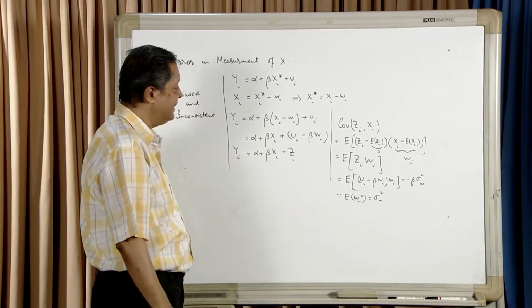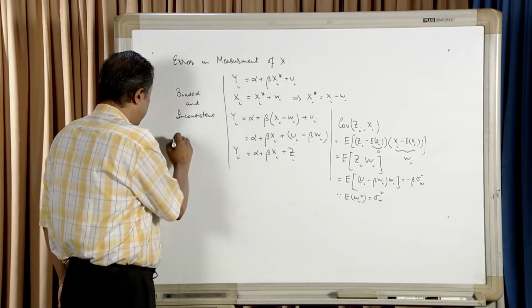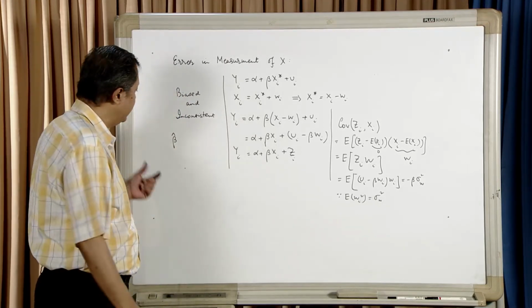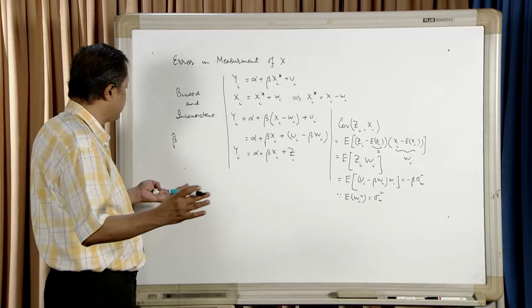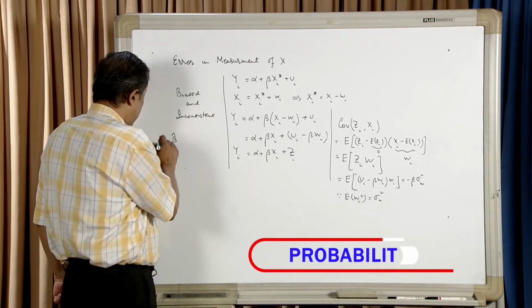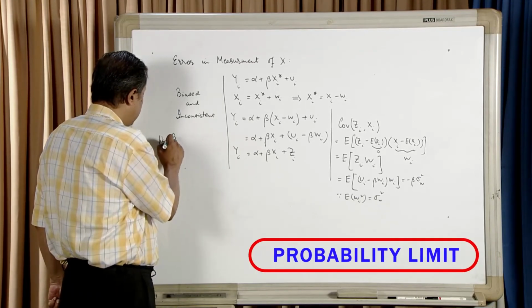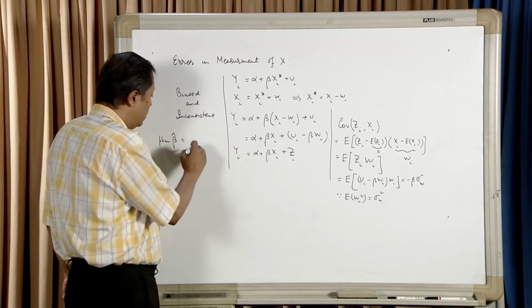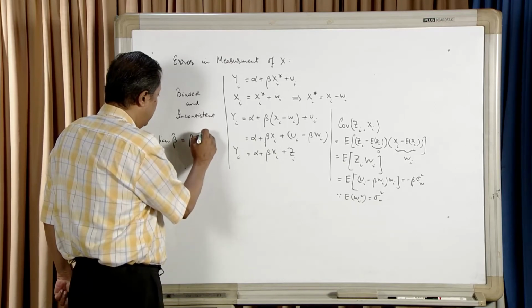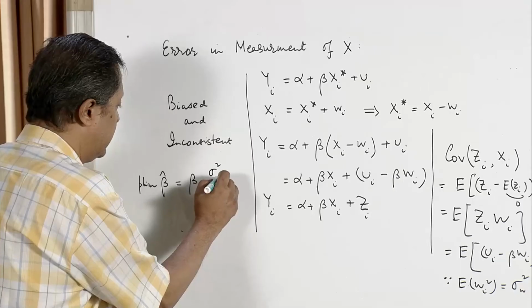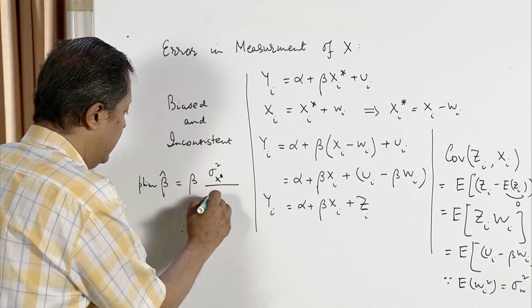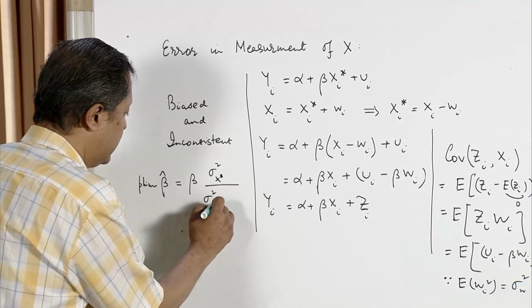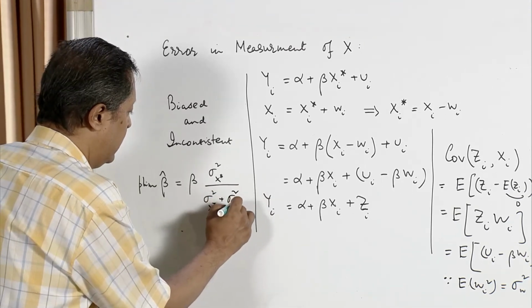That means, in the limit, we have this beta hat, the estimate. In the limit, as we increase the sample size, we call it the probability limit. So, in the limit, this beta hat will not be equal to beta, but it will be equal to beta times sigma square x star divided by sigma square x star plus sigma square w.